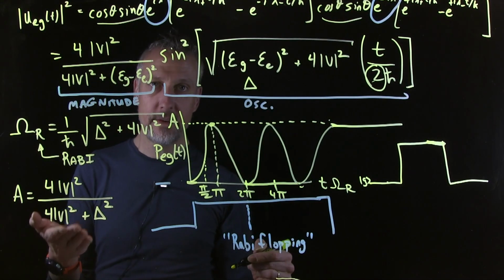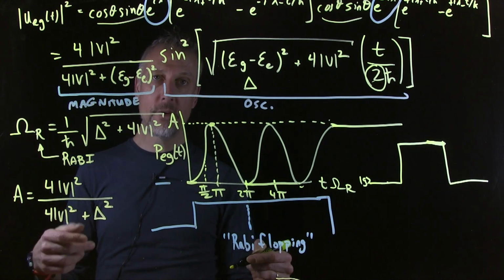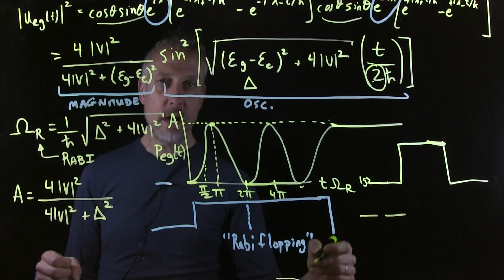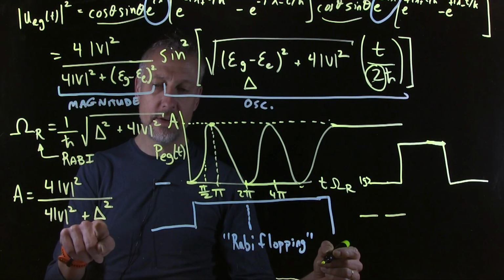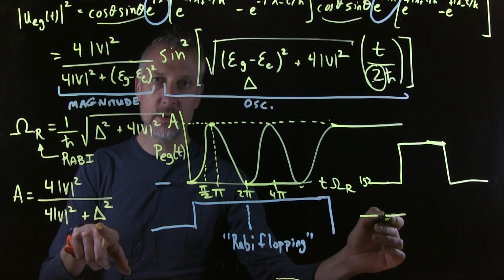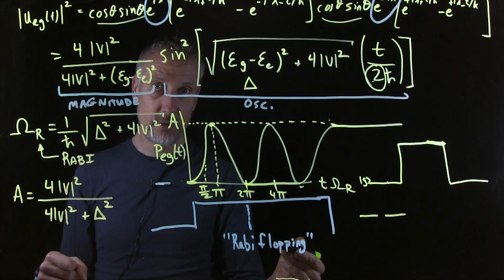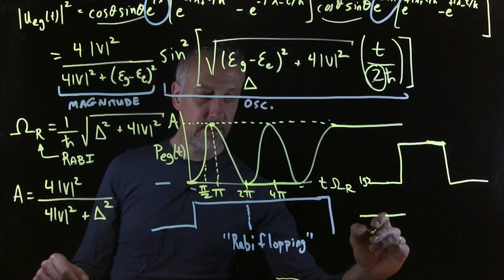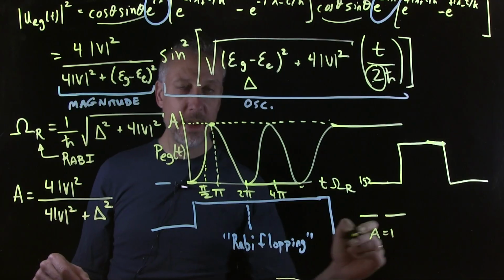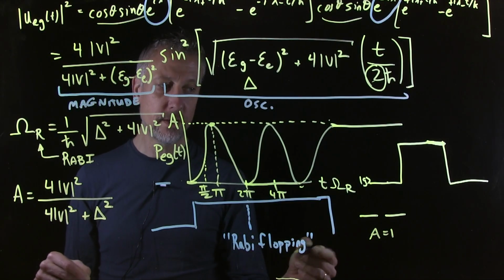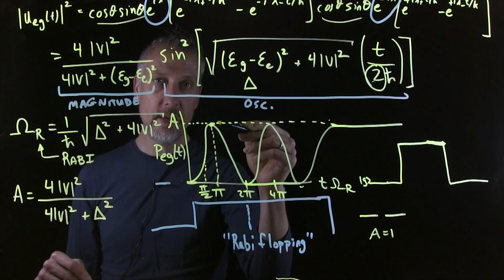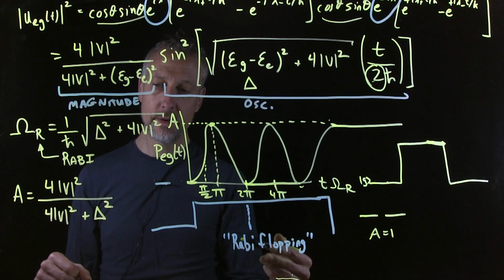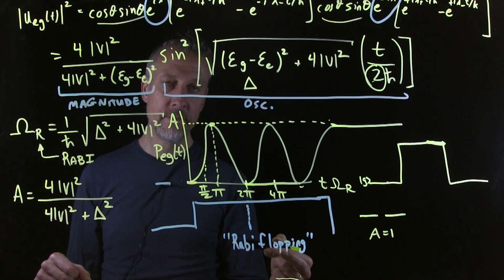So let's take a look at this amplitude, okay? When we, for example, make the detuning, the initial energy gap between the two states, go to 0. Well, if we make the energy gap between the two states go to 0, delta squared goes to 0 as well, and this amplitude becomes 1. So in this case, A equals 1. What that means is, hopefully that's clear, you can drive to 100% the system to the excited state in the field-free case. All right?